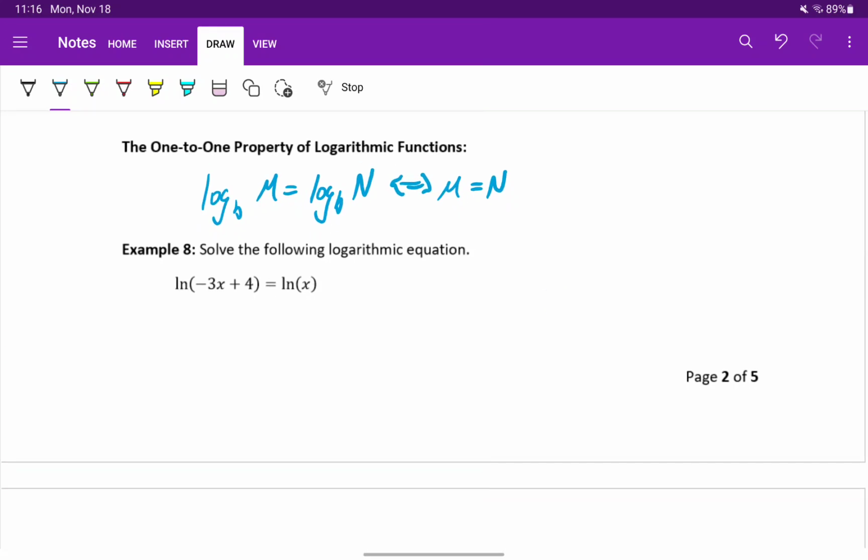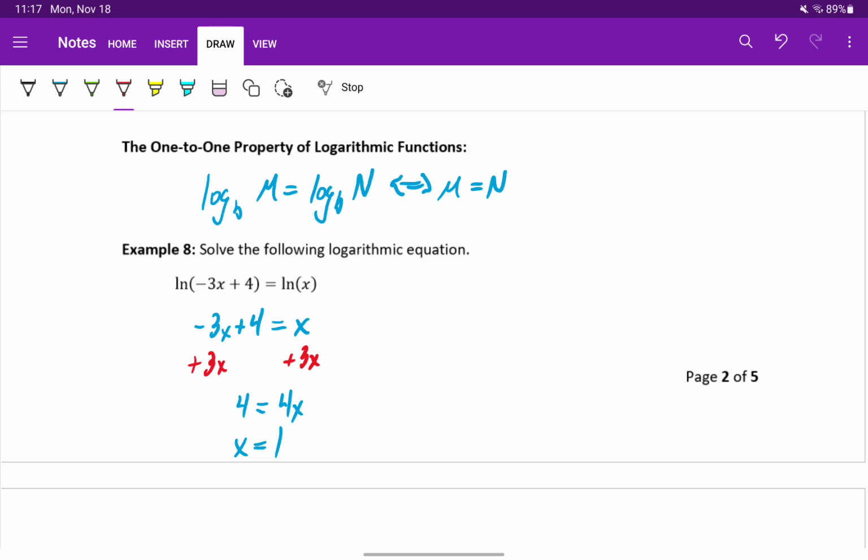We have the same logarithm on both sides, natural log or log base e. So the only time this expression will be equal is if the expressions contained inside those logarithms are equal to each other. Meaning we need to solve negative 3x plus 4 is equal to x. We can do that by adding 3x to both sides to get 4 is equal to 4x, and then divide both sides by 4 to get x is equal to 1.